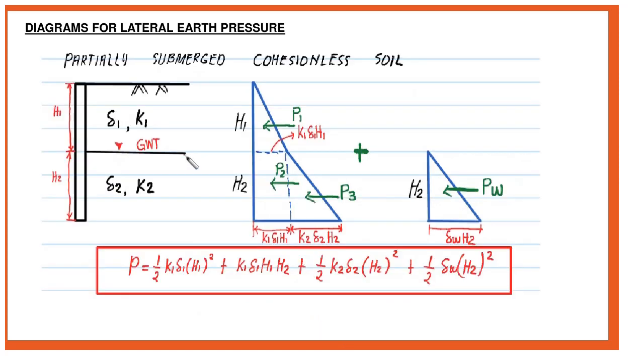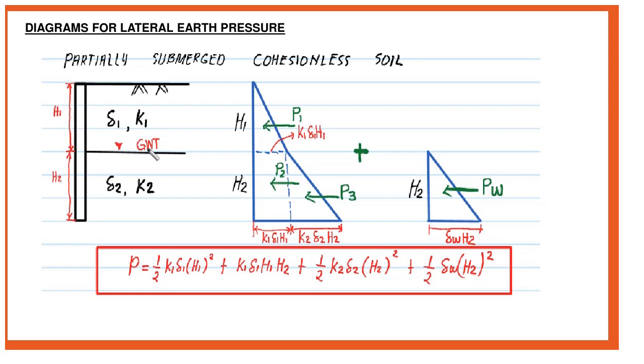Next, we have partially submerged cohesionless soil naman tayo. So, pag partially submerged, merong part ng soil natin that is dry and merong part ng soil natin that is submerged doon sa ating groundwater table.